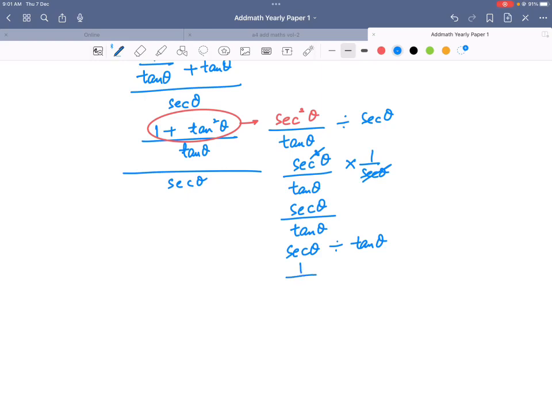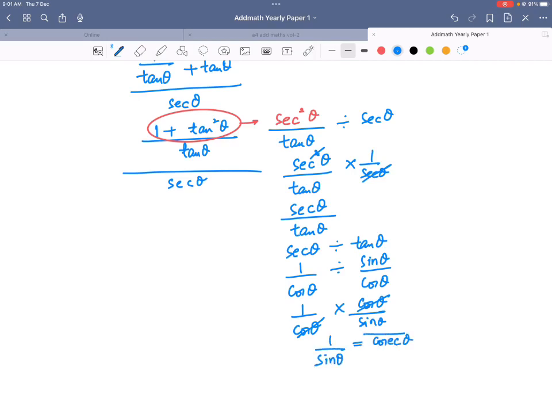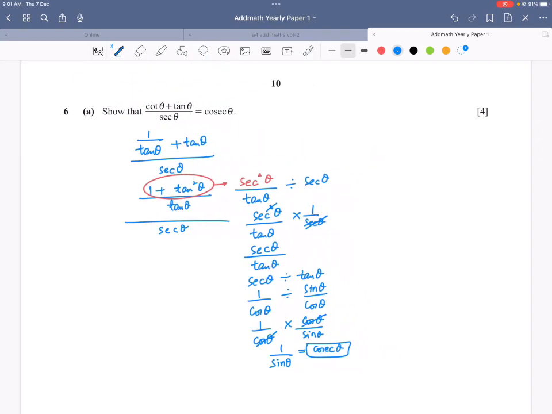Now sec theta is 1 over cos theta and tan theta is sin theta over cos theta, right? So 1 over cos theta as it is, multiplied by cos theta over sin theta, cos theta cancels. The leftover part is 1 over sin theta, and that equals cosec theta. Answer.